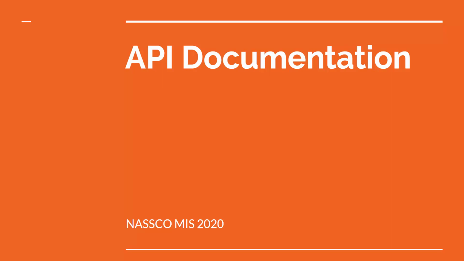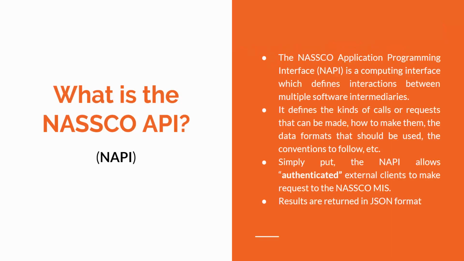In today's video, we'll be talking about the NASSCO API. Okay, so what is the NASSCO API? The NASSCO Application Programming Interface, NAPI for short, is a computing interface which defines interactions between multiple software intermediaries. Simply put, the NAPI allows authenticated external clients to make requests to the NASSCO MIS, and the results of those requests are returned in JSON format.